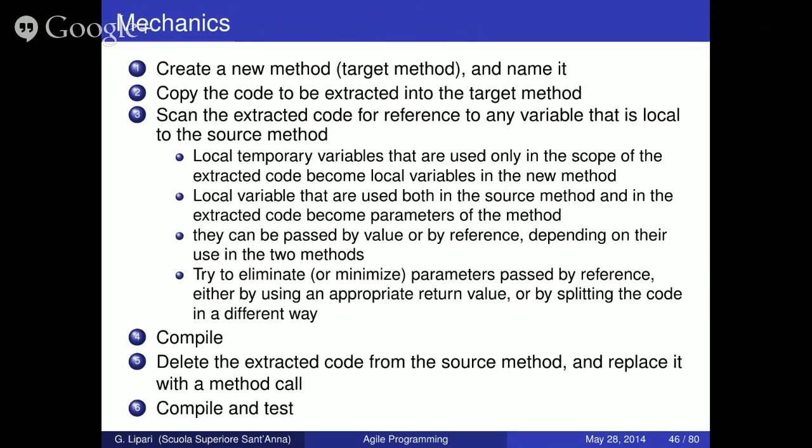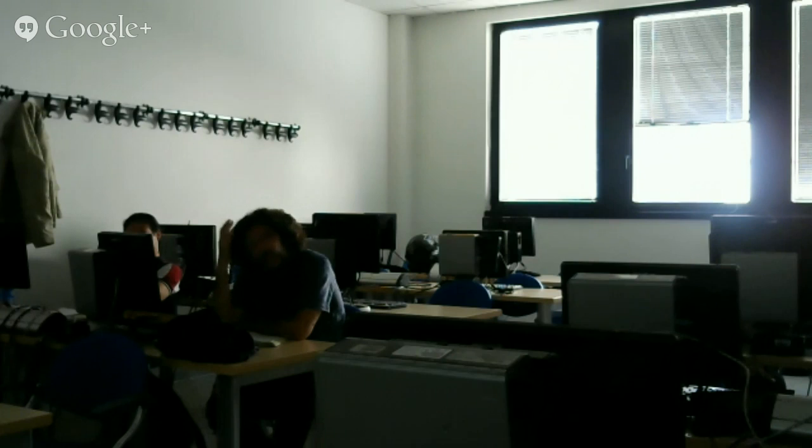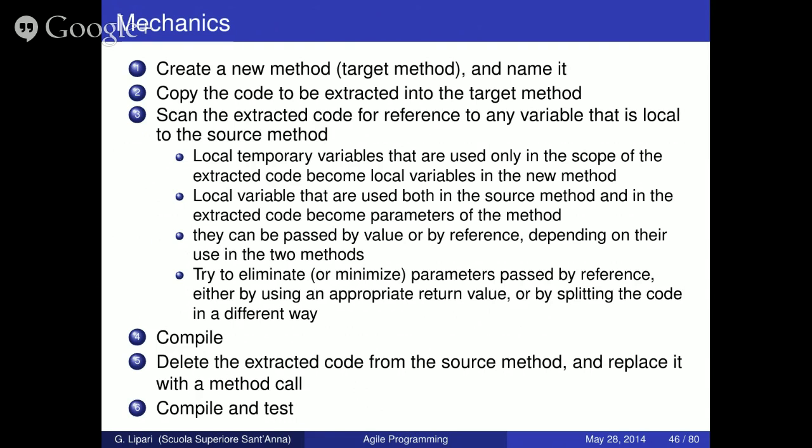So the mechanics, so how does it work? So usually you do like that. Remember, you have some code that is working and you have all the tests. And so let's assume that all the tests run okay. So you have one method that you want to, for example, shorten, and there is some piece of code that you want to extract. So the first thing you have to do is to create a new method and name it. And try to put a decent name to it. Afterward, you copy the code to be extracted into the target method. You copy, okay? At the very beginning, you just copy.